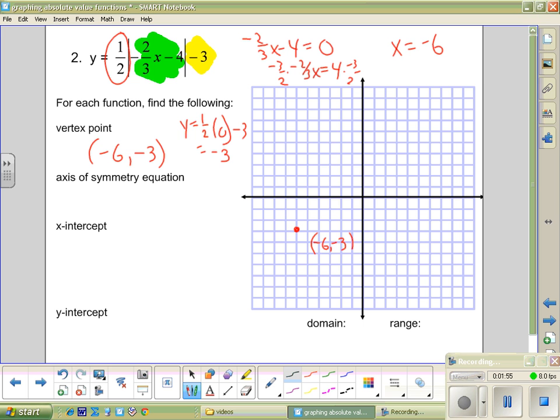My axis of symmetry, I'm going to put my dotted line in to show my axis of symmetry. So everything is going to be symmetrical for my v graph over that particular line. And that was x equals negative 6. So my equation for the axis of symmetry is x equals negative 6. You recall that every vertical line, all the x values stay the same. So there's no y in a vertical line. It's just x equals negative 6. And you might also recall that x equals problems are the only linear equations that are not functions.